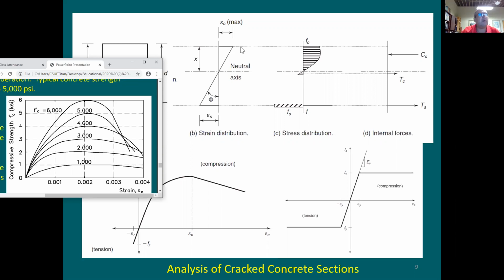Just to refresh your memory, how much is the strain here at the top? How much is that strain? 0.003. Yeah, okay, all right. Okay, very good. How about here? What is that? This gives you the stress in the steel. How can I figure this out?